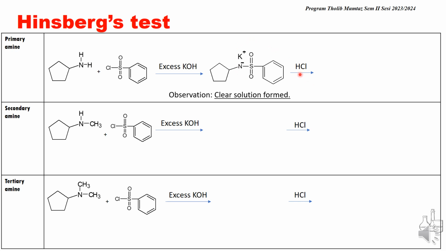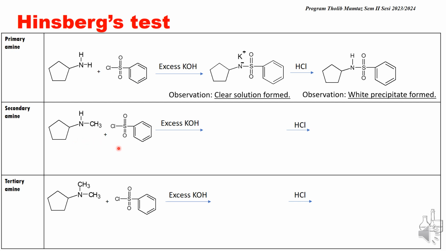Next step in the Hinsberg's test, this structure will undergo acidification with HCl. So what happens is the nitrogen will get the hydrogen again. So this structure is now going to be a white precipitate formed.